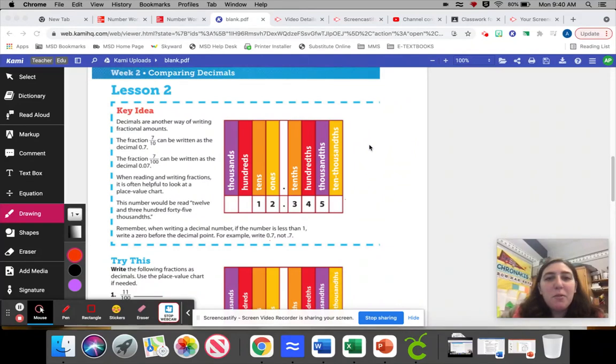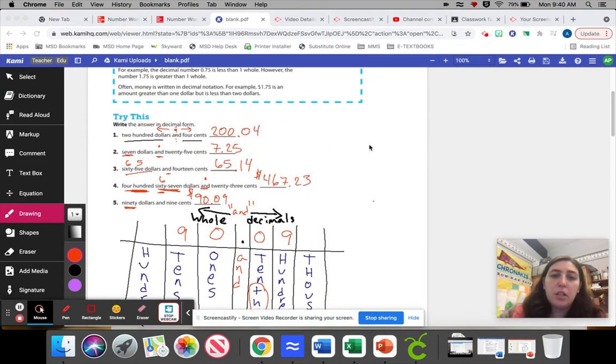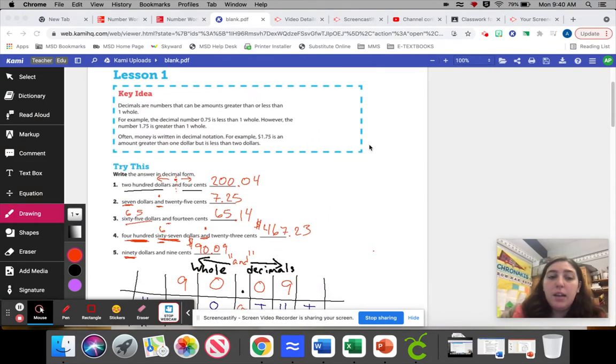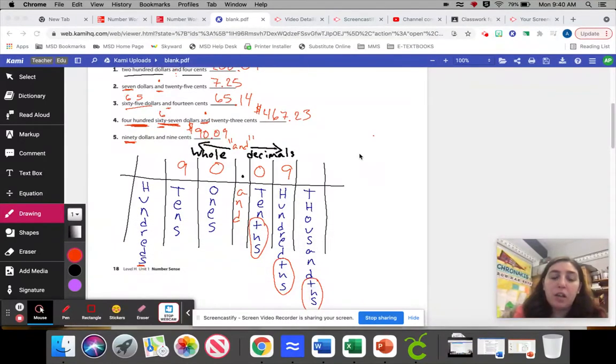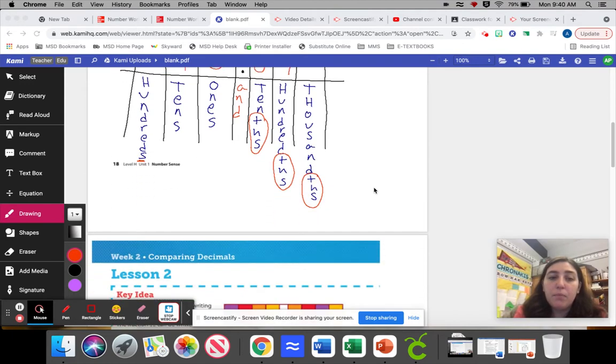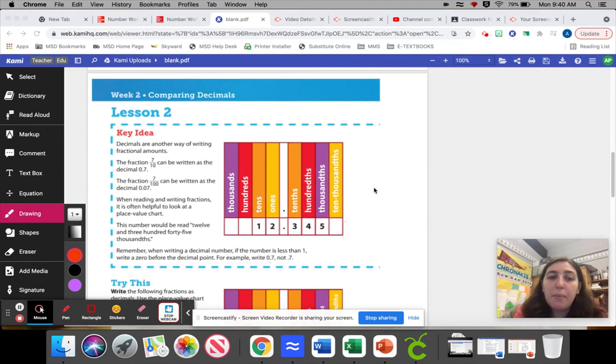Hey everyone, so today we're going to be learning from lesson 2. In the previous video, we learned from lesson 1 in week 2, where we were comparing decimals and just introducing the idea that decimals can be less than or greater than 1. And we also briefly discussed the place value chart and used it to help us figure out where to place these decimals and how to write them. So today we're going to be following up on those ideas.